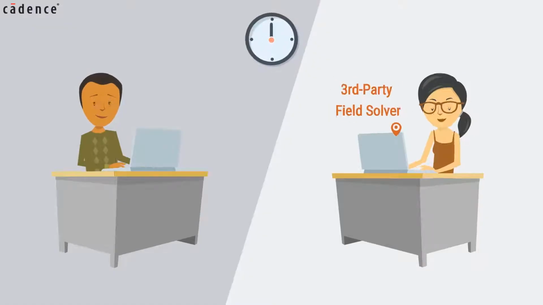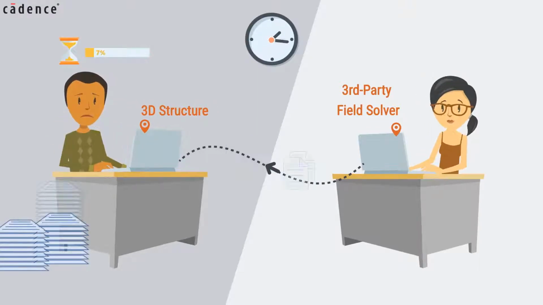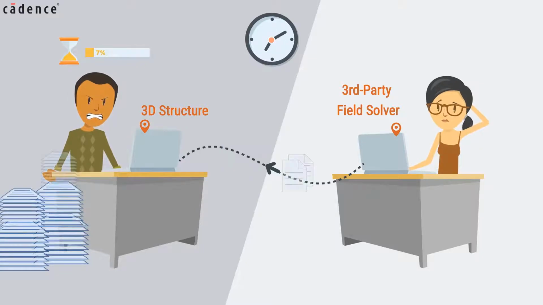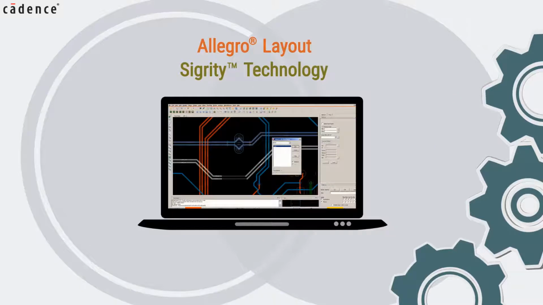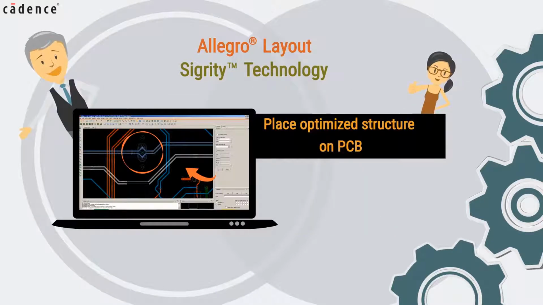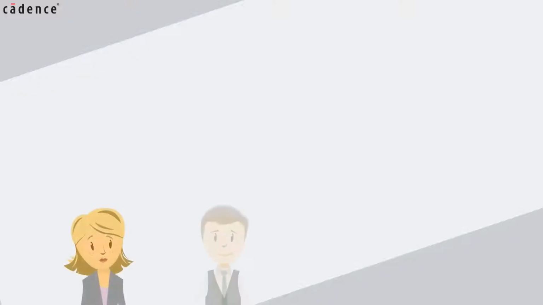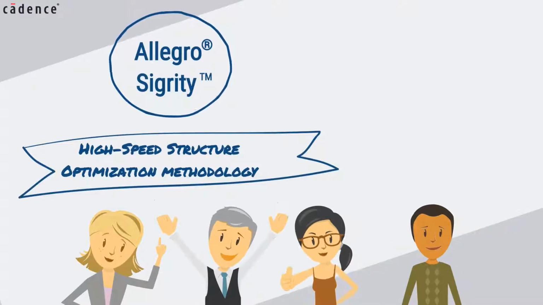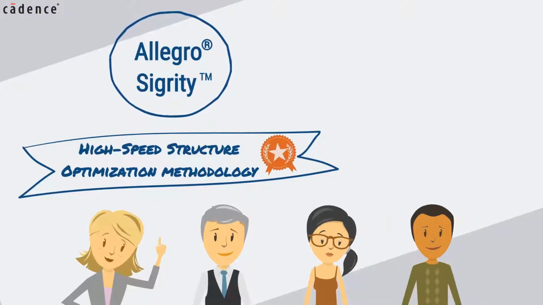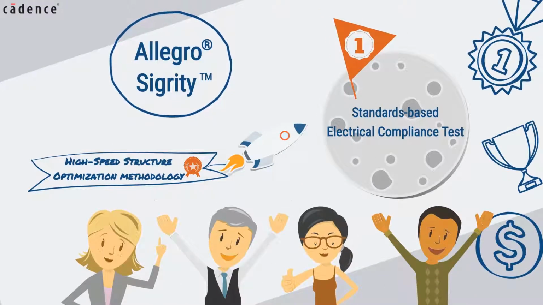No longer will design teams have to spend hours or even days making sure all the details of a 3D structure are properly updated based on a third-party field solver's optimization. Instead, PCB design teams can take advantage of Allegro Sigrity integration and simply place the optimized structure on the PCB as well as reuse it on the current or future PCB designs. When you upgrade your PCB design flow to follow the Allegro Sigrity high-speed structure optimization methodology, you will build reliable products faster and pass standards-based electrical compliance tests ahead of your competition.